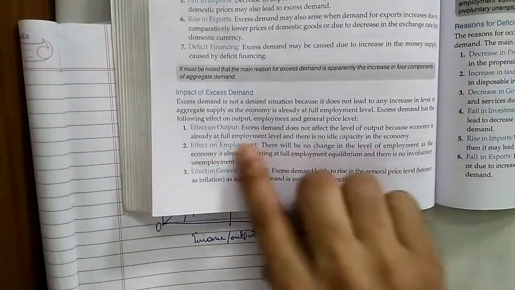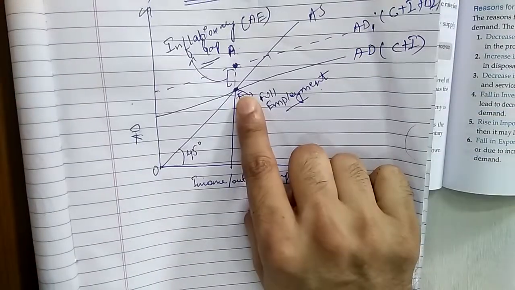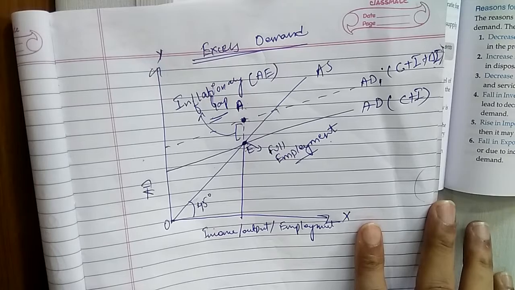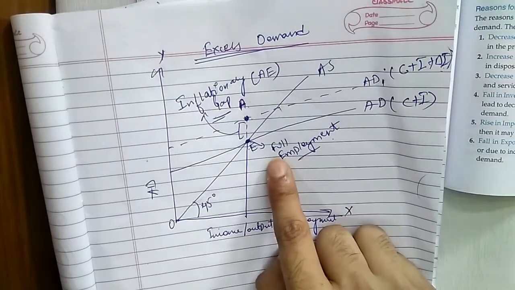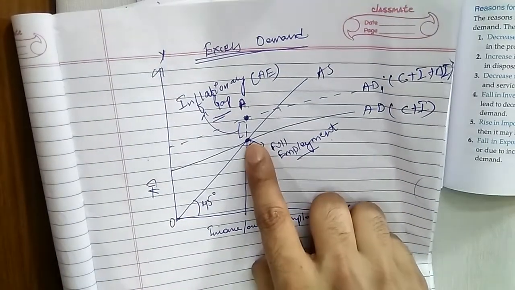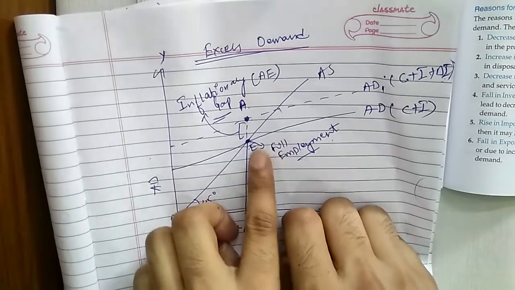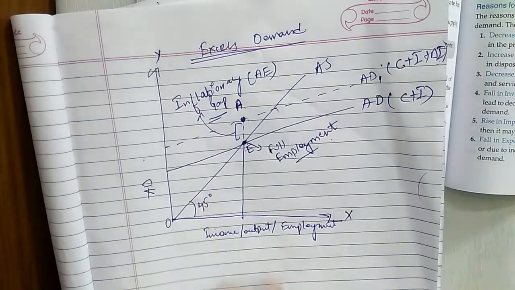Impact of excess demand. Effect on output. We are already full, so there will be no impact on output. In fact, there will be no impact on the employment level, because we are full. जितनी employment हम provide कर सकते economy में, we are providing the same. Right? If suppose we can hire 100 people, so we are providing a job to the 100 people itself. So there will be no change in both of them. Output will remain same, employment will remain same.